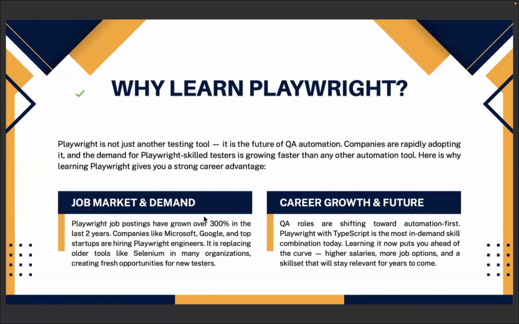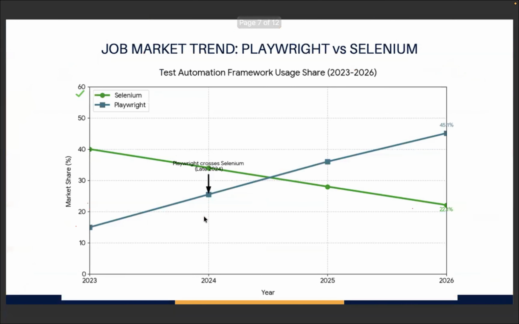Okay, so when it comes to the job market, look at this. This is a data graph that we have extracted from different sources, using AI, from job postings across the world. How many job postings are there for Selenium and Playwright. I have given the data between only two tools here. One is Selenium and the second one is Playwright, because these are the leading tools.